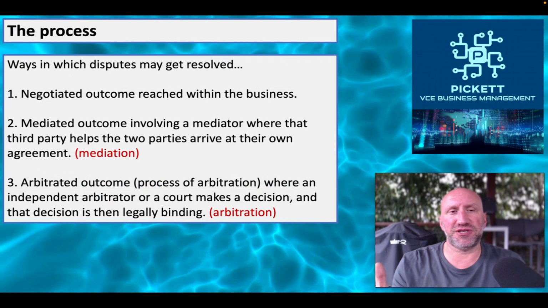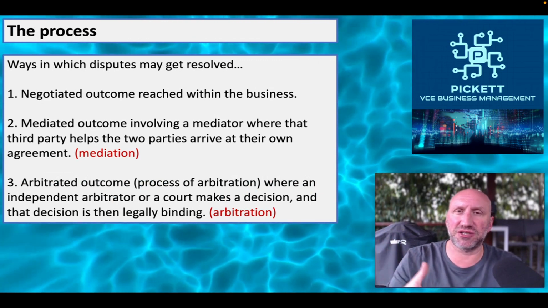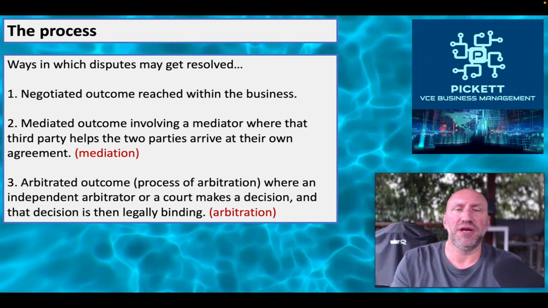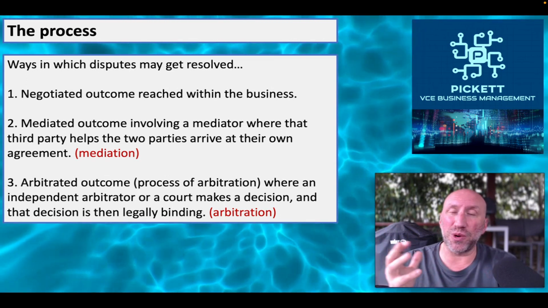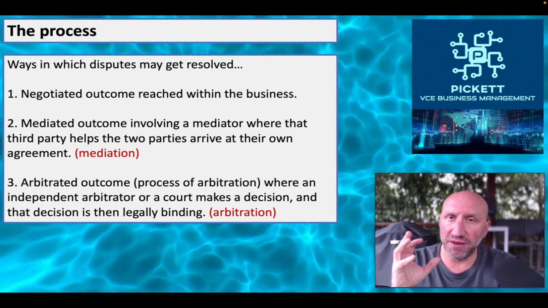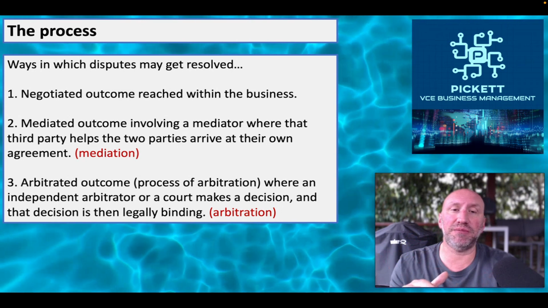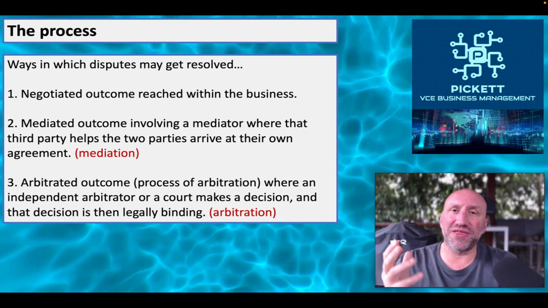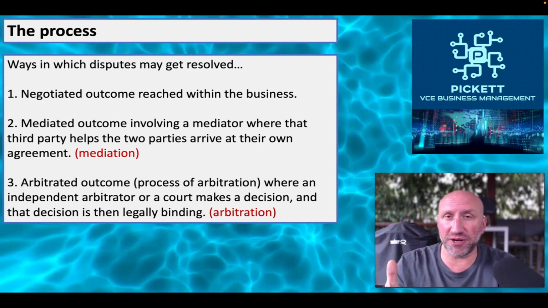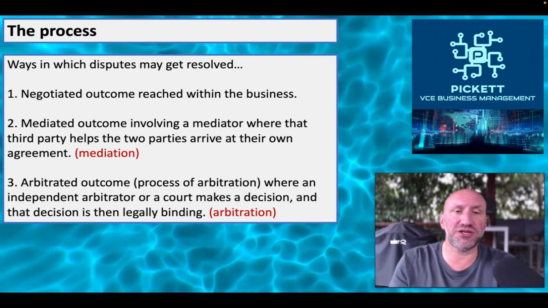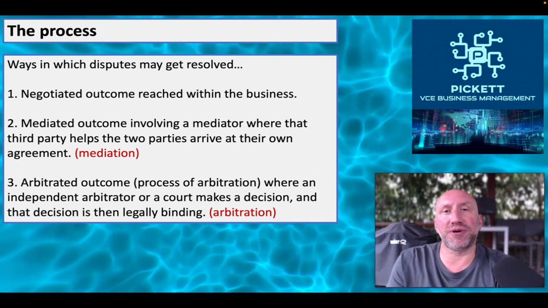So, the process in terms of ways in which disputes get resolved. This is referring back to a couple of screens ago. Ideally, we reach a negotiated outcome within the business. If that can't happen, we then move to potentially a mediated outcome involving a mediator, where that third-party mediator helps the two parties arrive at their own agreement. More on that when we look at mediation. And if that does not work, then we move to an arbitrated outcome.